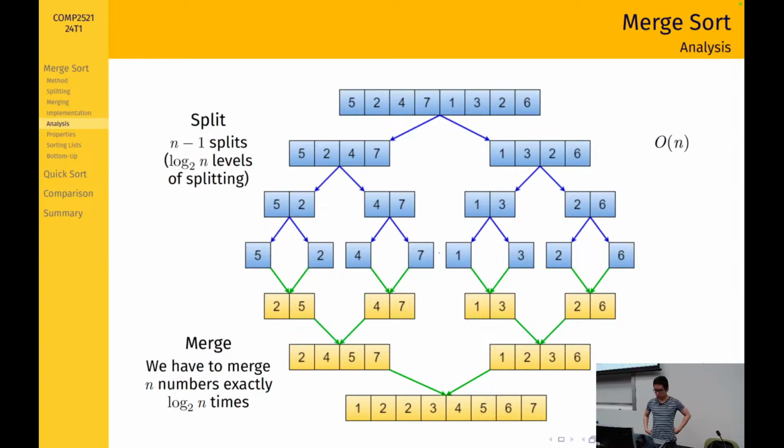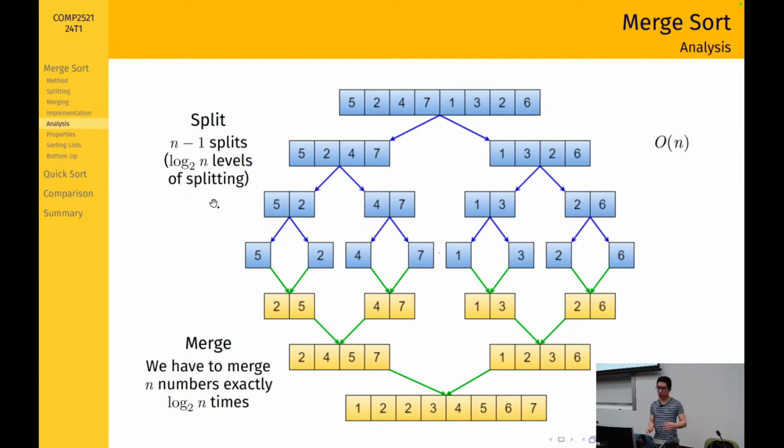Remember that when we split an array into two roughly equal halves, that's actually just an O(1) operation, right? Because all we're doing is calculating the midpoint and then calling the function recursively on the left half and on the right half. And if you have n elements in your array, then the total number of splits you have to do is n minus 1, so the splitting takes O(n) time. But it's the merging that actually takes most of the time.